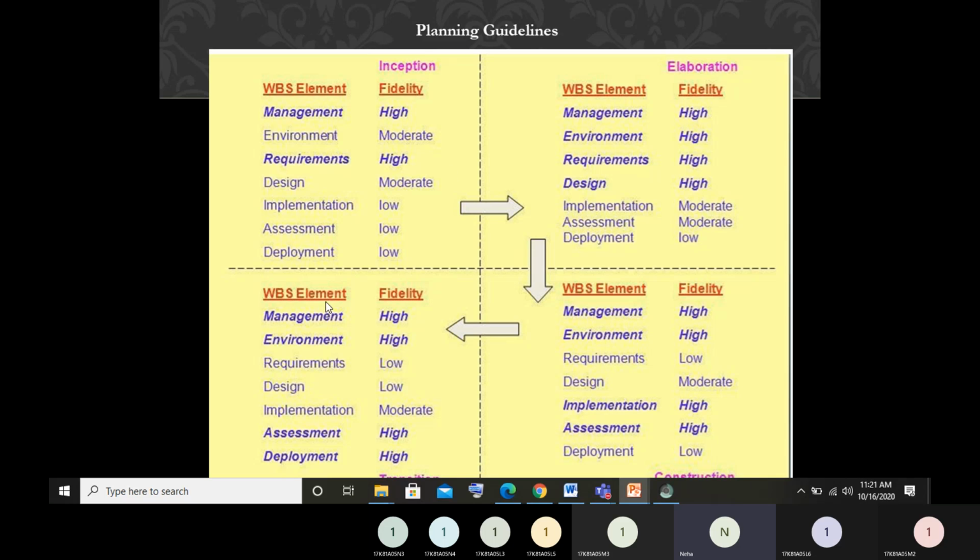In the last phase, design became low because the design part has been completed. Implementation is moderate because we are working on the runtime files during this phase. The assessment part, the testing, is very high, so fidelity is high. Deployment is very high because we are working on the release plan. Management works on all four phases, so fidelity remains high for management in all four phases. So that is your planning guidelines. This diagram particularly shows which phase concentrates on which activity mode.